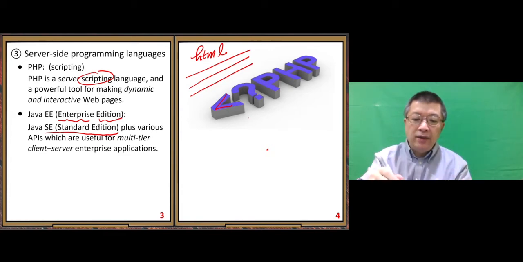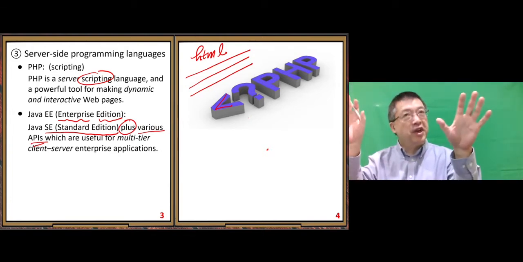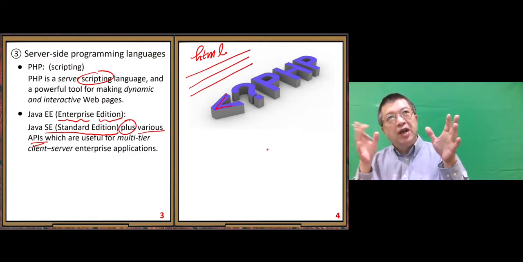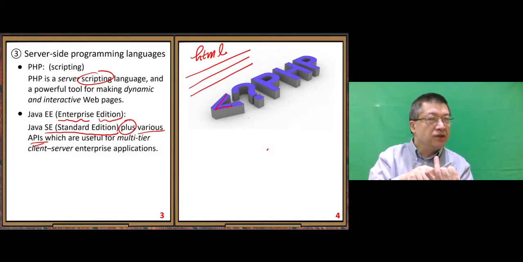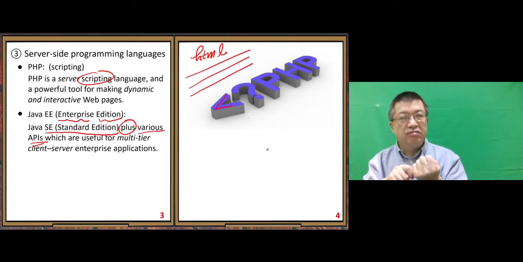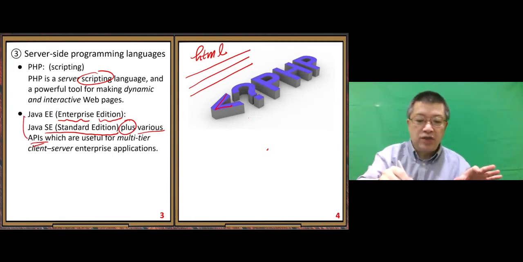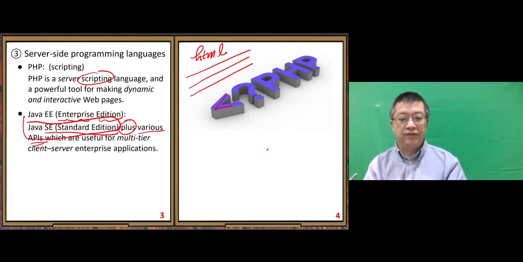So other than Java SE, plus several other APIs, several other technologies and specifications. Remember I talked about the servlet specification before. There are several specifications: the Servlet specification, JSP specification, JavaBean specification, JDBC specification. There are many technologies added on top of Java SE. Then you can do a lot of things at the server side.